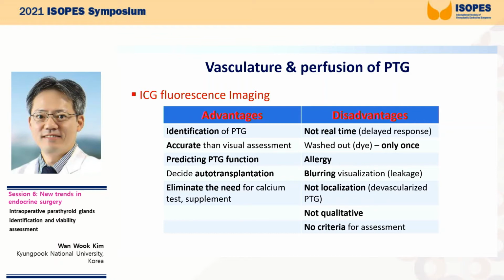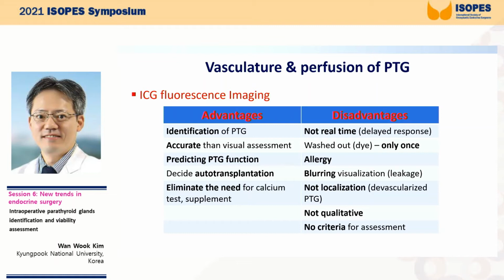However, there are still concerns with using fluorescence imaging. It is also difficult to gain real-time information due to the delayed response. Because the dye is washed away before long, it can be assessed only once during surgery. Patients who are allergic to enhanced CT contrast or iodine are not candidates for ICG angiography.